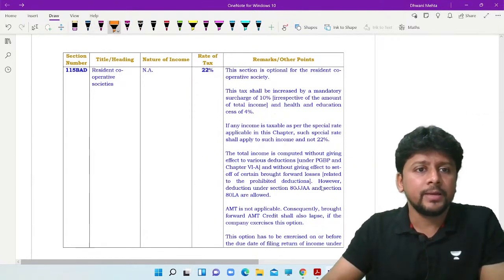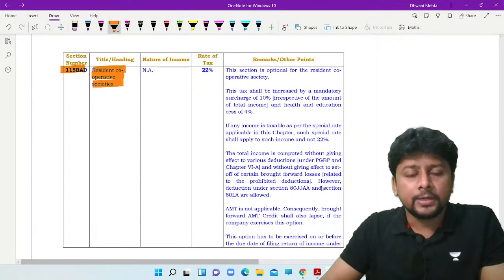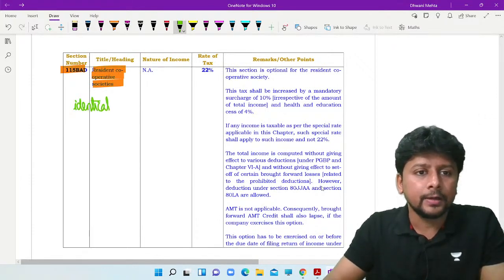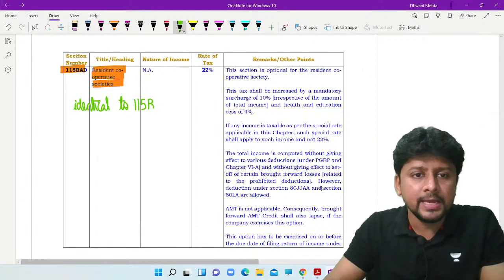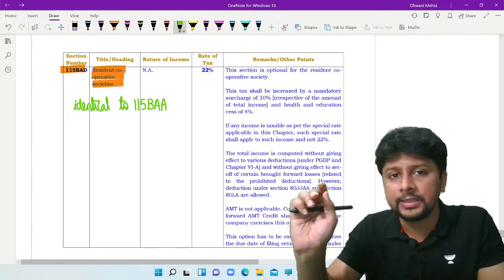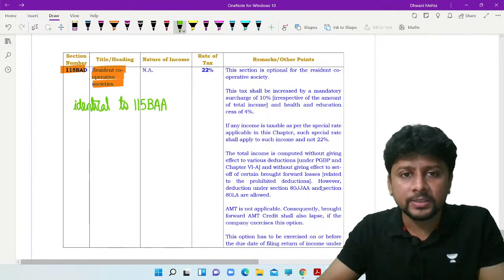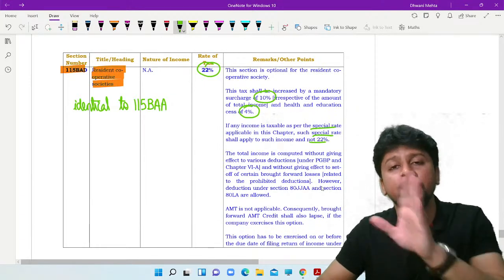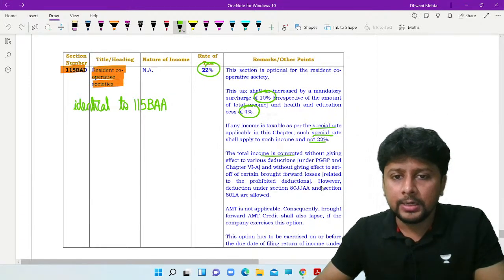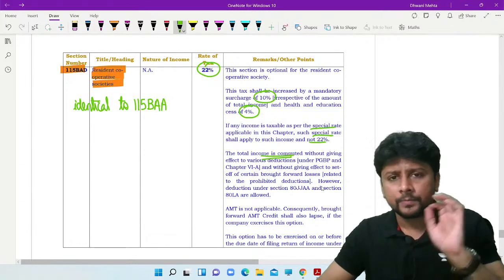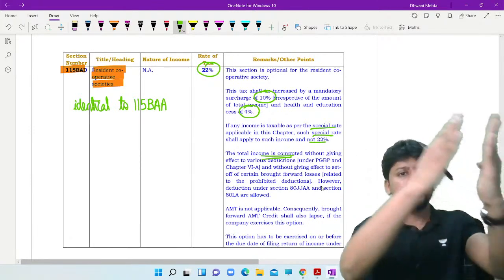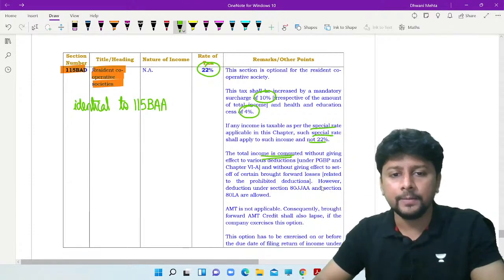Going to the last section, 115 BAD, applicable to resident cooperative societies. This can be very simply understood as 100% identical to 115 BAA. That's the section that we studied at the beginning. 22% tax rate, 10% mandatory surcharge, 4% health and education cess. Special rates will continue to apply, 22% will not apply to them. Income computation without all those deductions, identical to 115 BAA. You can compare the two, you'll realize, okay, the same list is copy pasted from BAA to BAD.